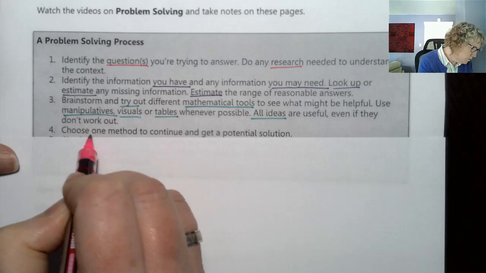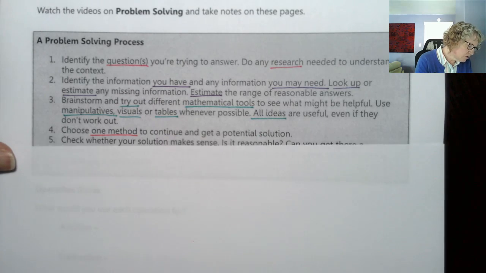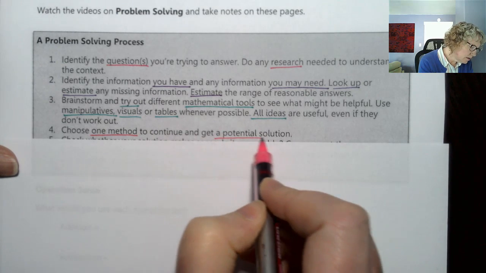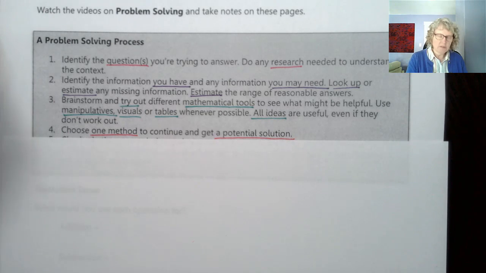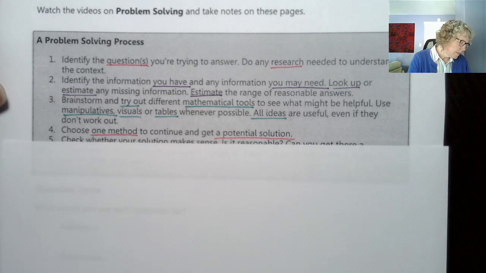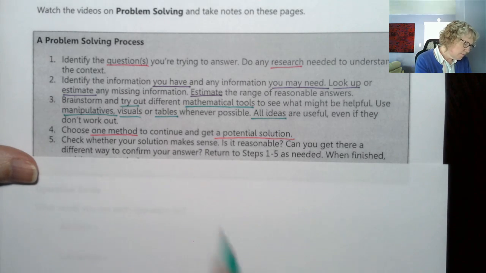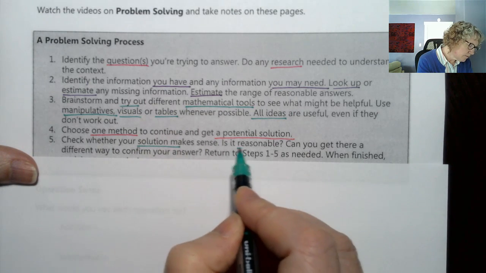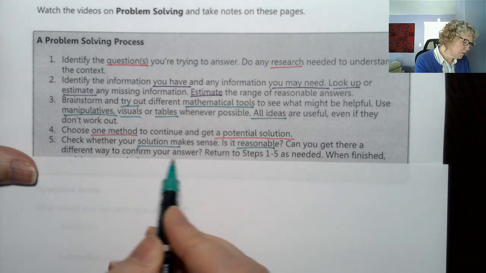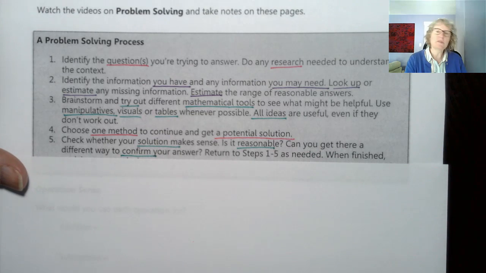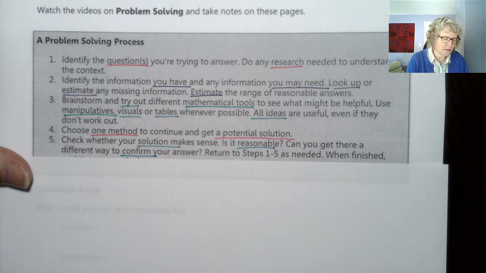Okay, step 4 is then to choose one method to continue. So kind of pick one way and get a potential solution. And we're calling it potential because then you need to double check, right? So we want to, in step 5, check whether your solution makes sense. So we're going to do that. Is it reasonable? Can you get there a different way to confirm your answer? So sometimes if you can do something 2 different ways, it's really good because then you're sure of your answer because you've used 2 different ways to get there.